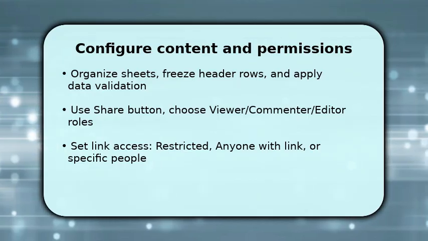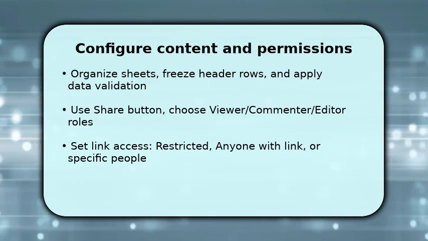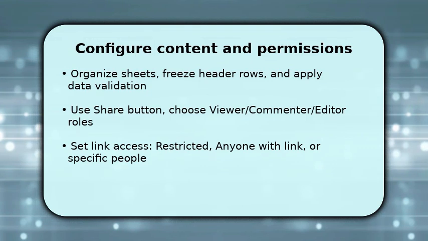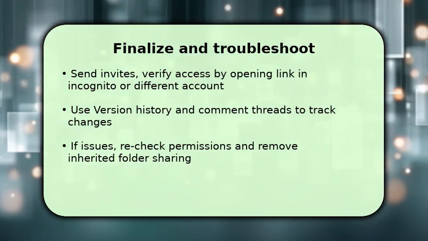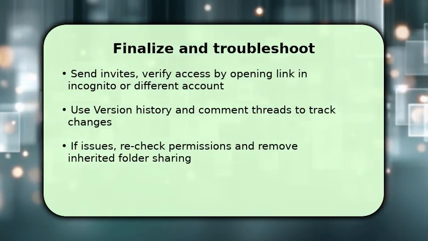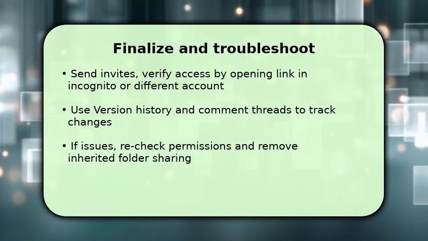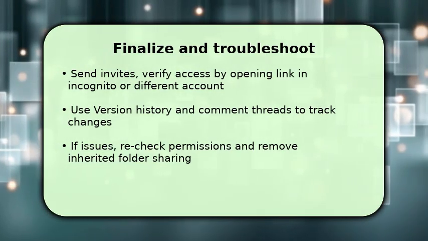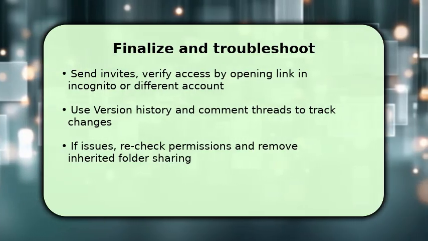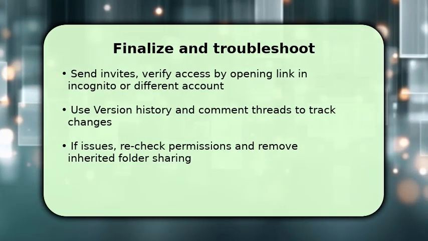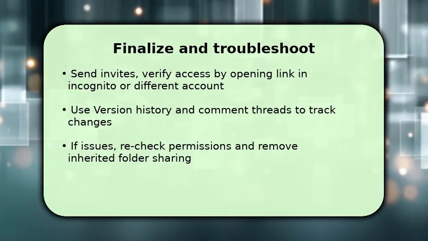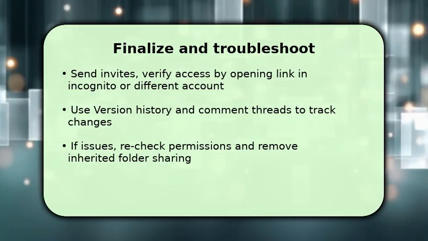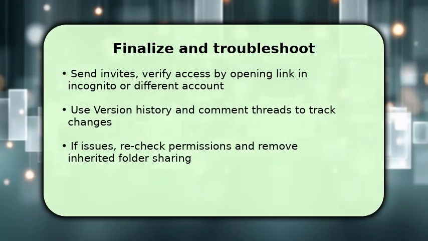Finally, send invites and confirm recipients can open and edit as intended. You should test the link in an incognito window or another account to verify permissions. That proves the share settings work. Use version history and comment threads to monitor changes and revert if necessary. If someone reports access problems, recheck folder-level permissions and remove inherited sharing that may override file-level settings.